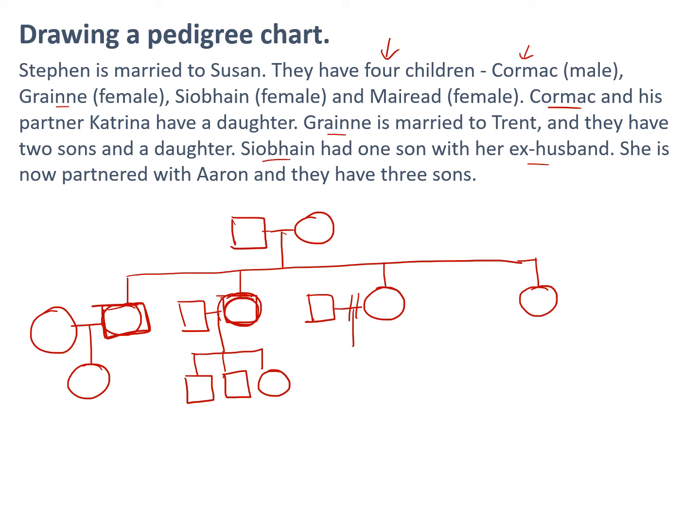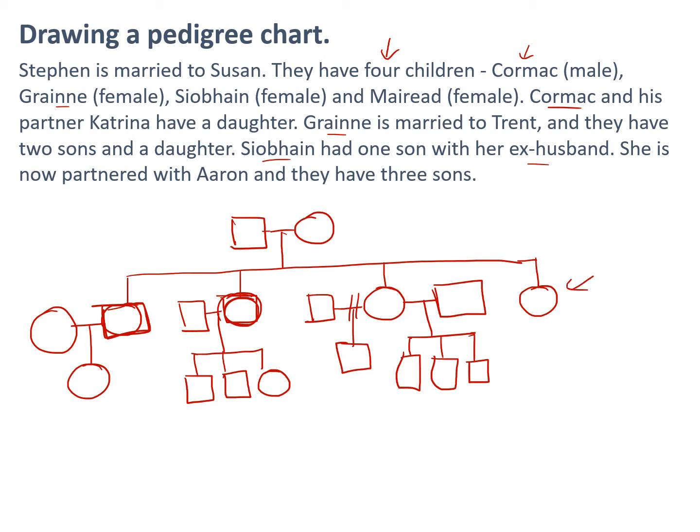They're not together anymore, but they did have a son. So we're going to put him in there. And then she is now with her new partner, and they have 3 sons. Okay, and Mairead is not married and does not have any children, so she will just be there like that.